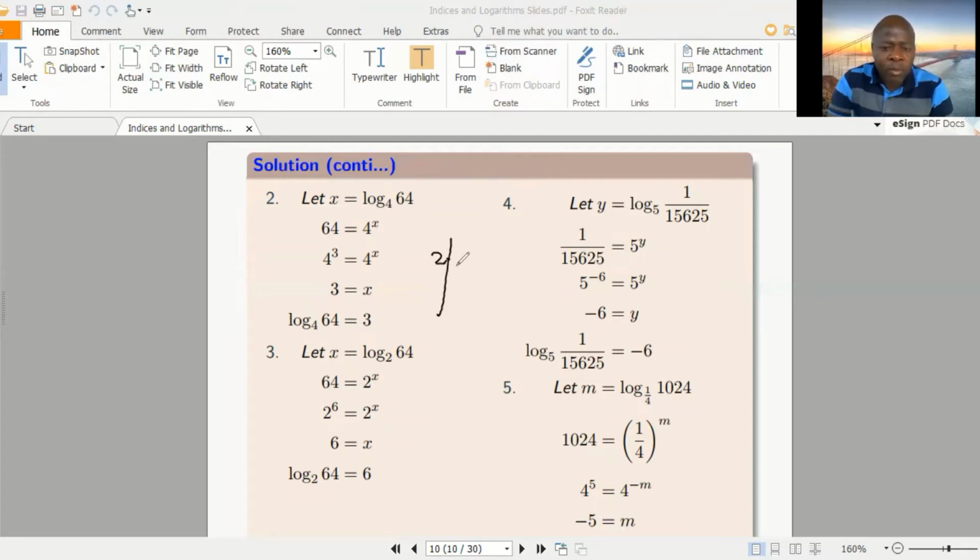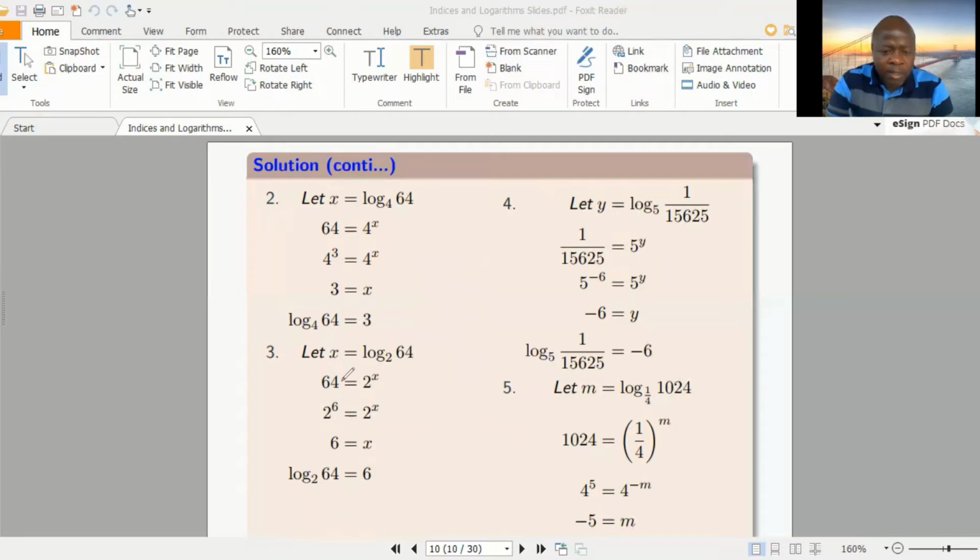How many times is 2 going into 64? 32 times. 2 into 32, 16 times. 2 into 16, 8 times. 2 into 8, 4 times. 2 into 4, 2 times. And then finally 2 into 2, 1. So 64 is the same as 2 raised to 1, 2, 3, 4, 5, 6. That means 2 raised to 6. So that's why you see I've written 64 is the same as 2 raised to 6.